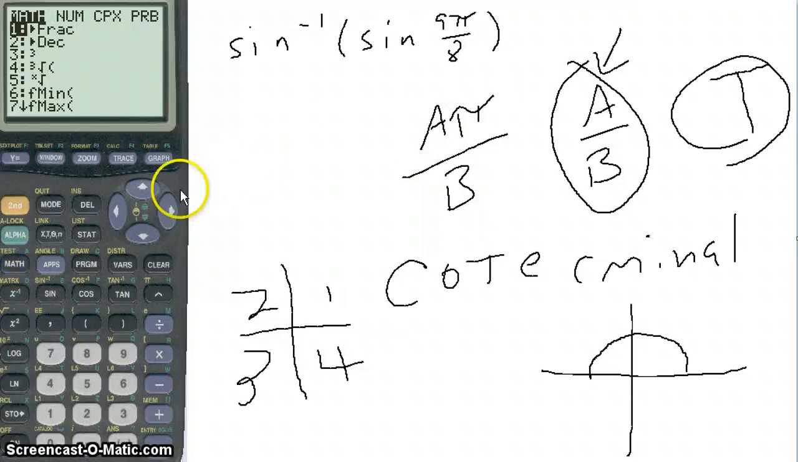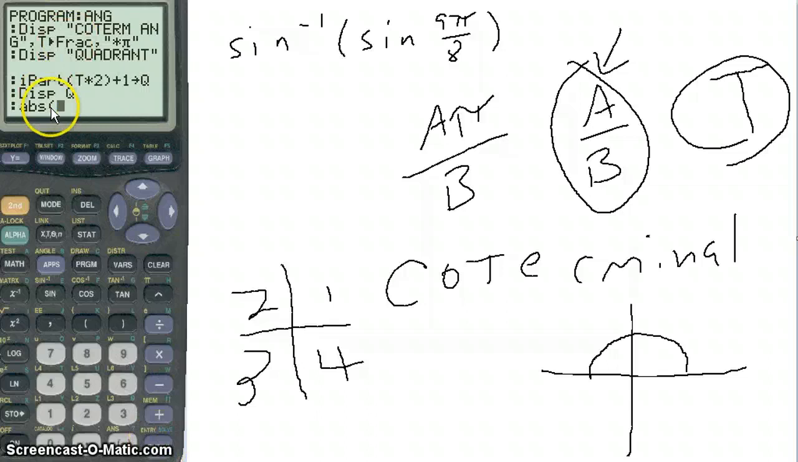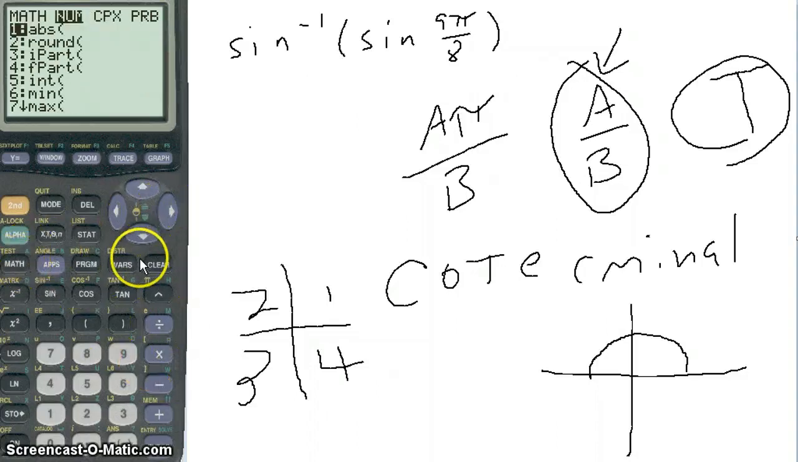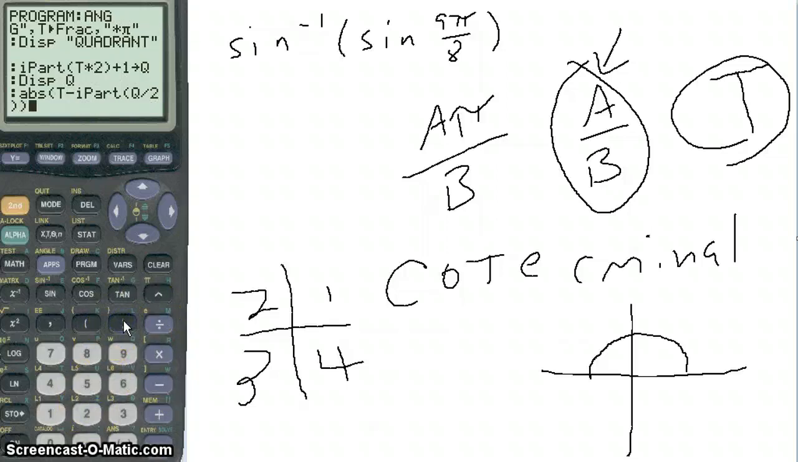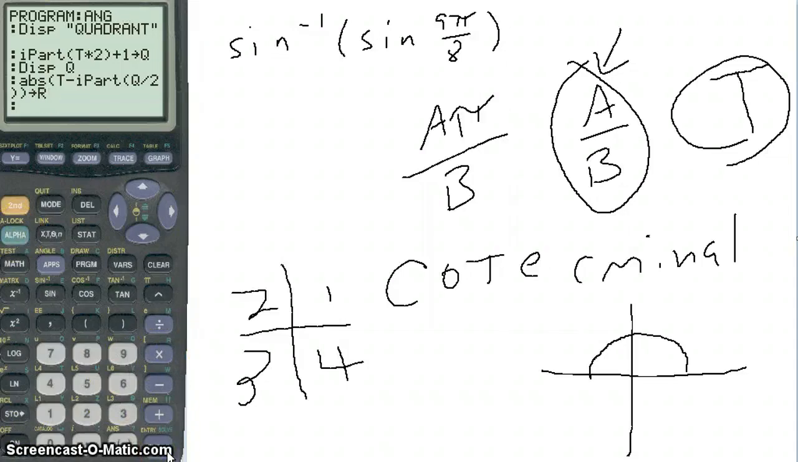We're going to take the math menu and go to NUM, ABS for absolute value, and we're going to take our value of t, subtract the math integer part again, and take our value of q, which is our quadrant value, divided by 2, close both parentheses, and store that into a reference angle, alpha r, as a variable.